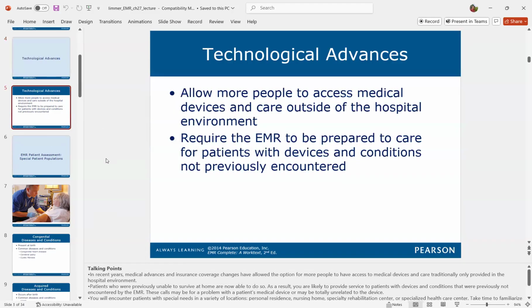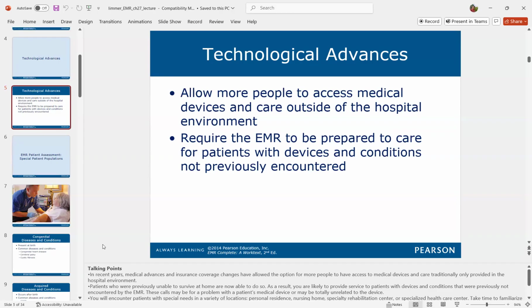But some of the stuff we do. So it's allowing more people access to medical devices and care outside of the hospital environment, which is great for them than traditionally just providing hospital setting stuff. So patients who were previously unable to survive at home are now able to do so. As a result, we're likely to provide service to these patients with these devices and conditions that were previously not encountered by us as first responders.